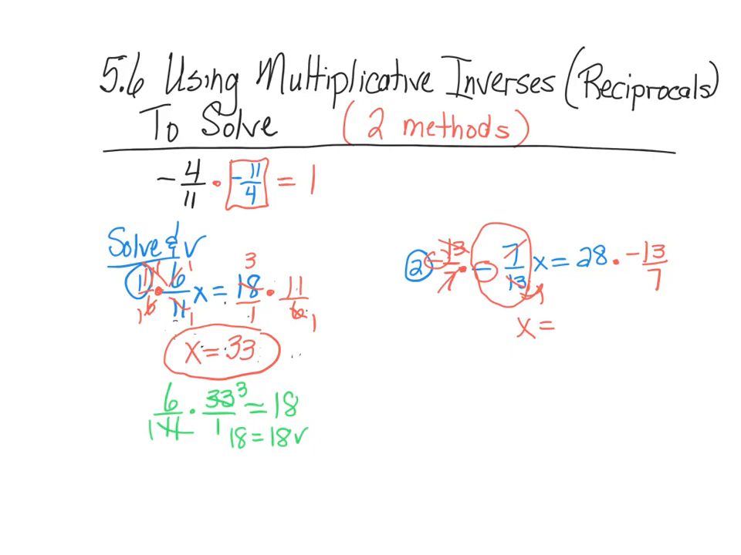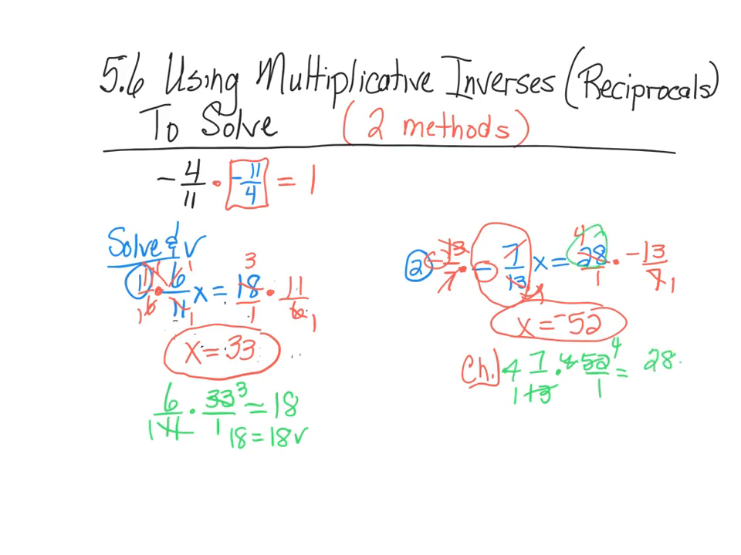I'm going to come over to the other side and take 28/1. 7 goes into 28 4 times. Then 4 times 13 is 52, and we have to make it negative. So our answer should be negative 52. Well, let's check it. In our check, we write negative 7/13 times negative 52/1. Negative times a negative becomes a positive. 13 goes into 52 4 times. So 7 times 4 is 28. And is that what we wanted? Sure is, and it checks.